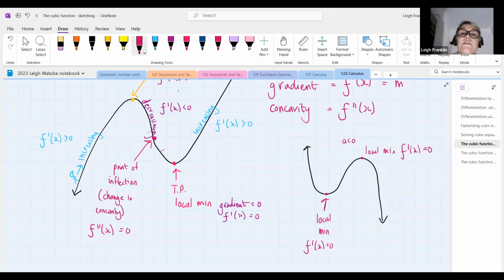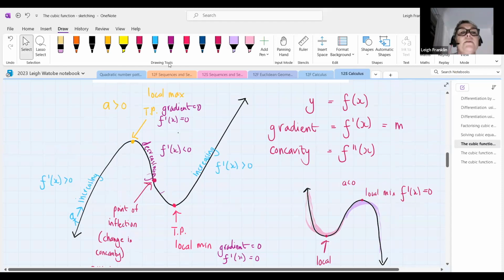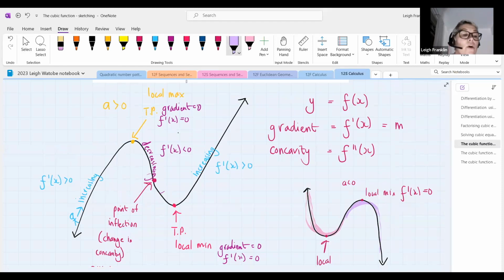All right, also as far as concavity is concerned, this graph is first concave up. So concave, oopsie, that's badly drawn. So first concave up, and then it would be concave down. Whereas your graph where A is positive is first going to be concave down. So that would be this bit up to your point of inflection, concave down first, and then it would be concave up.